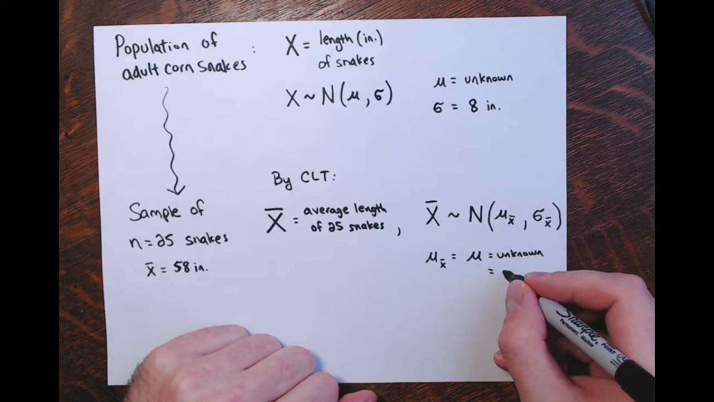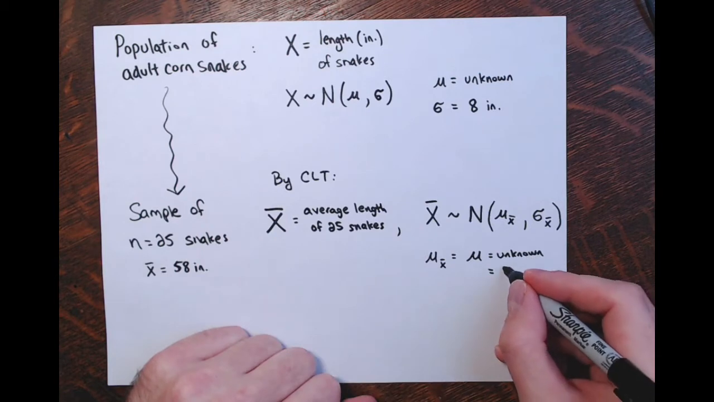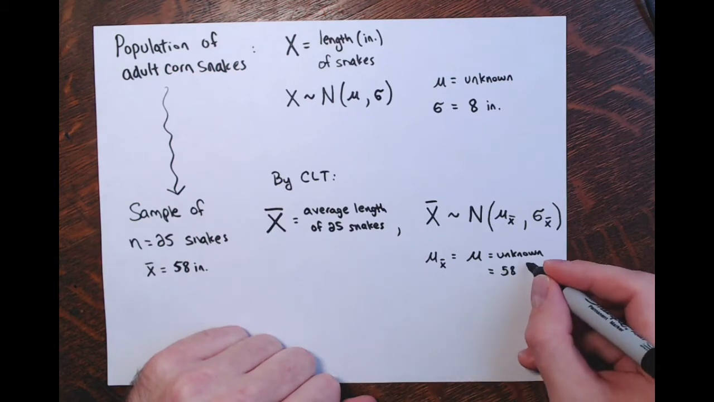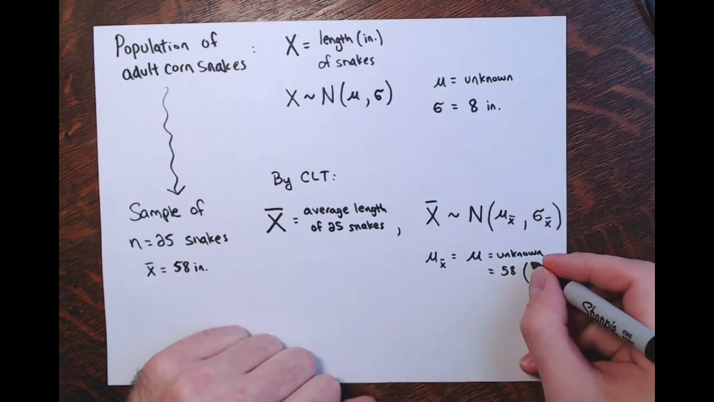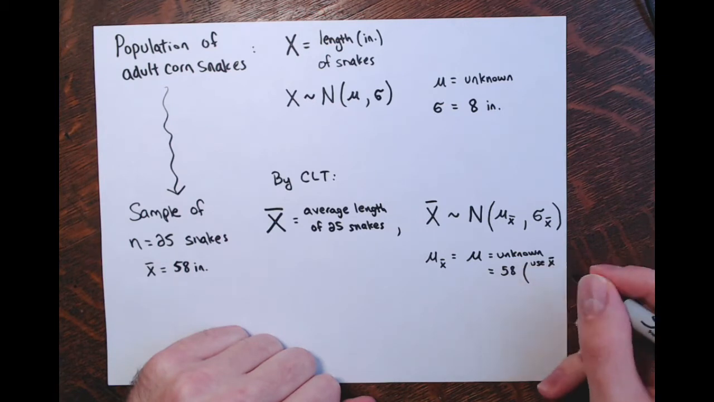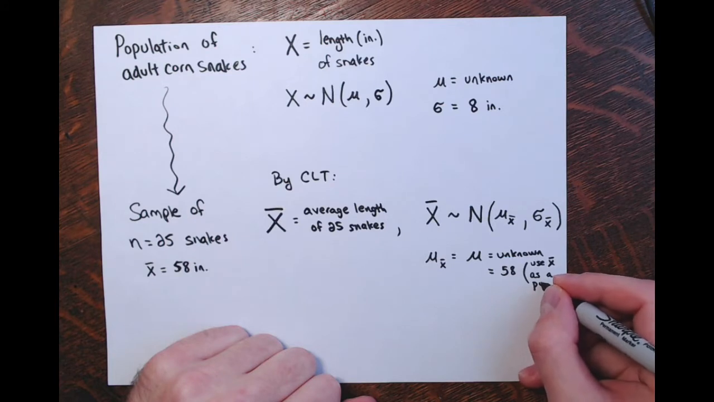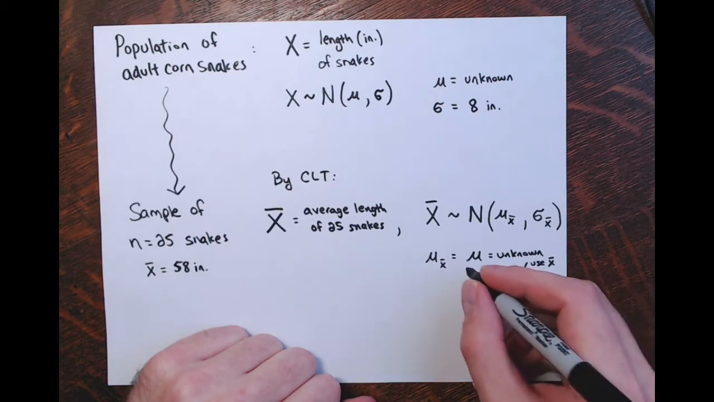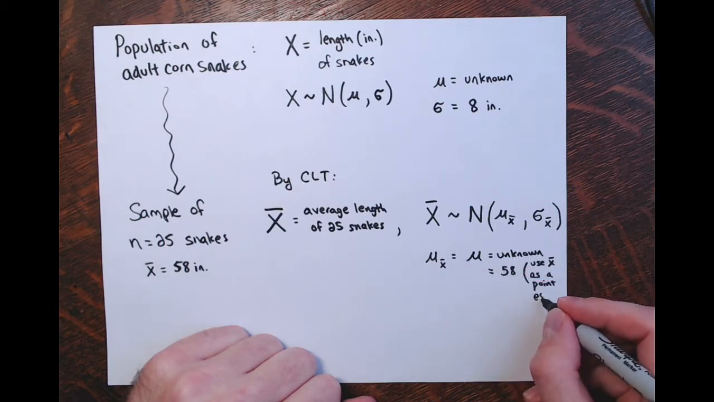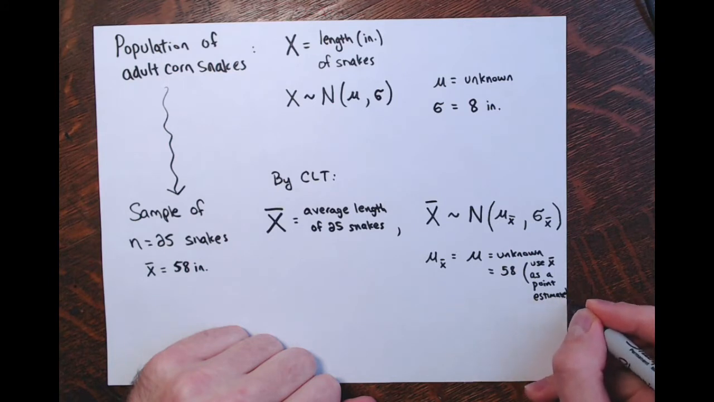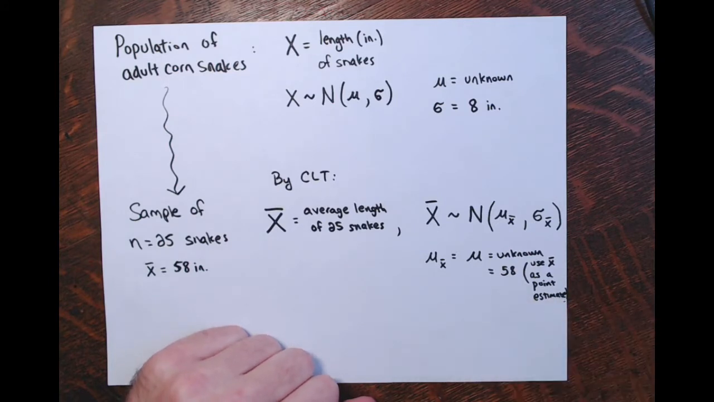So what we're going to do is use 58. This was our point estimate, the x bar. You use x bar as what they called a point estimate, our initial guess as to what mu is. Sorry about the tininess of that. This is the point estimate.